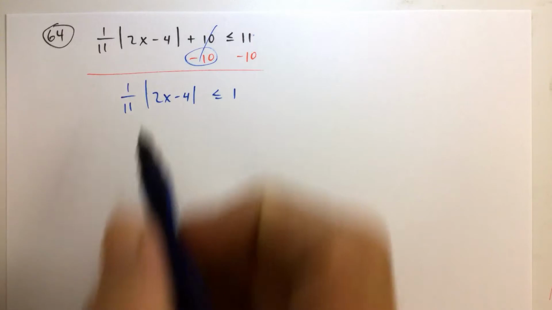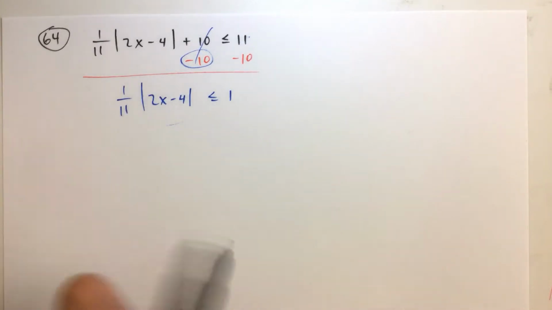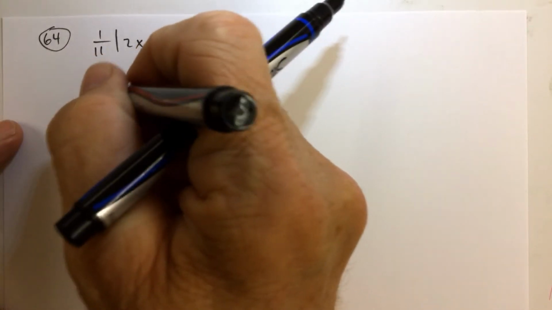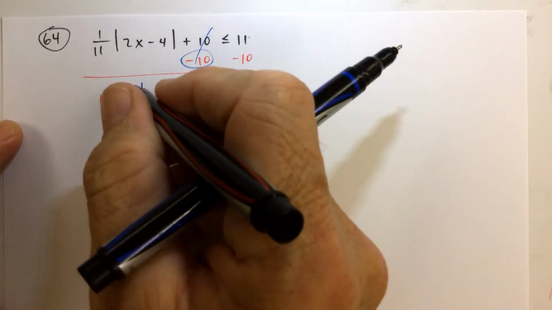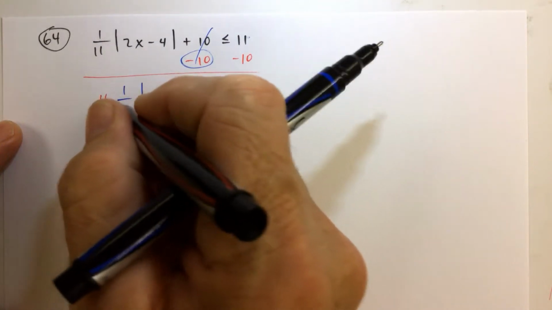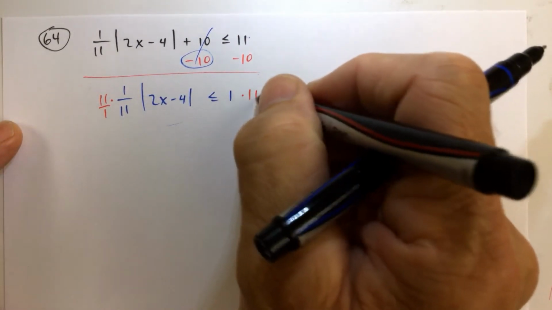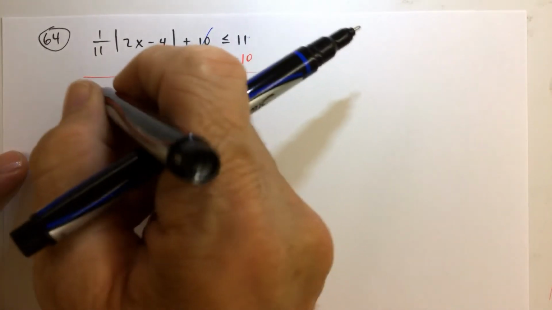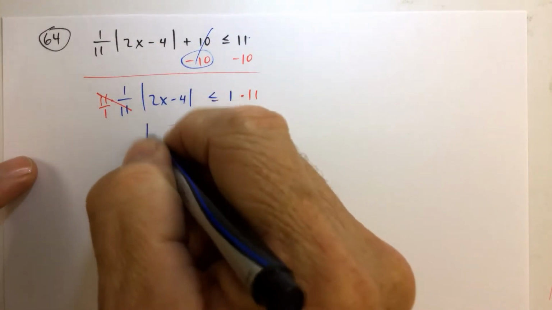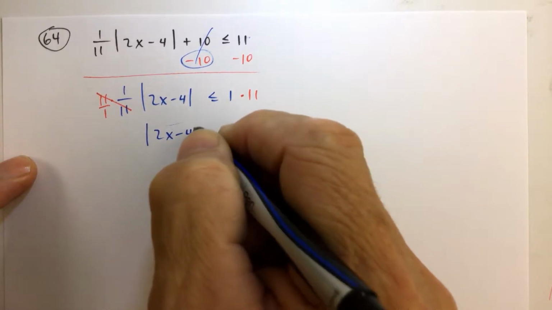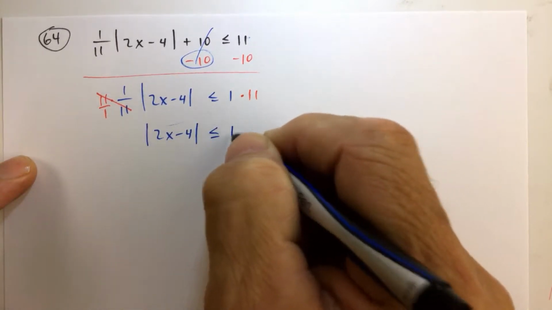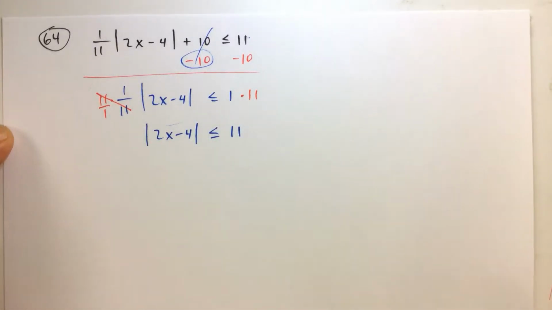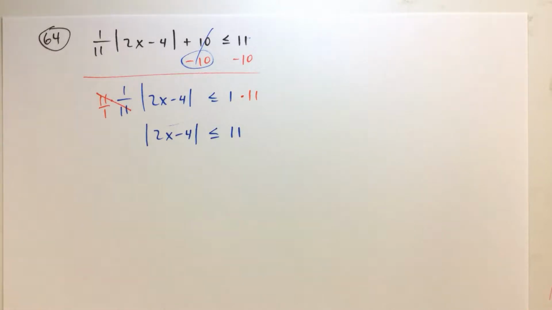Now we have something times this absolute value expression, and we want to get rid of that number on the outside. The way we get rid of 1/11th is by multiplying by 11 over 1. 11 over 1 is the same as 11, so the 11's cancel, and we get the absolute value of 2x minus 4 is less than or equal to 11. So now we have another inequality where we have the absolute value bars by themselves.